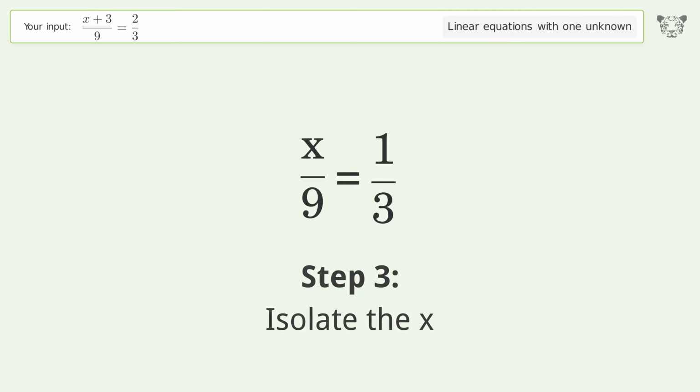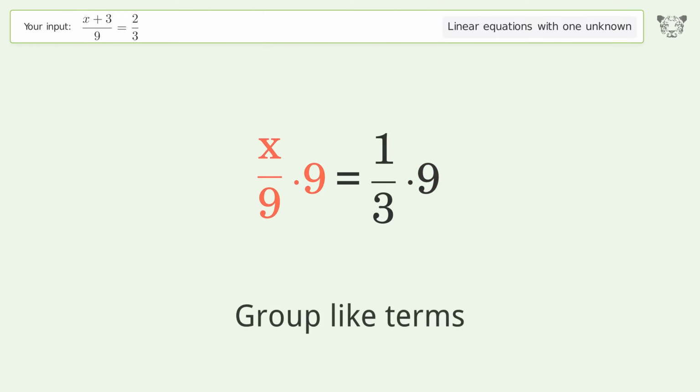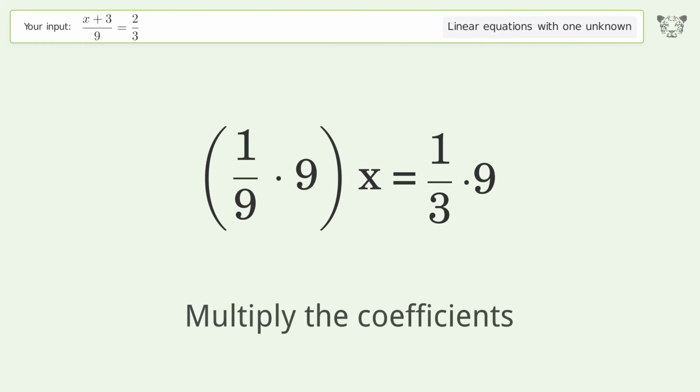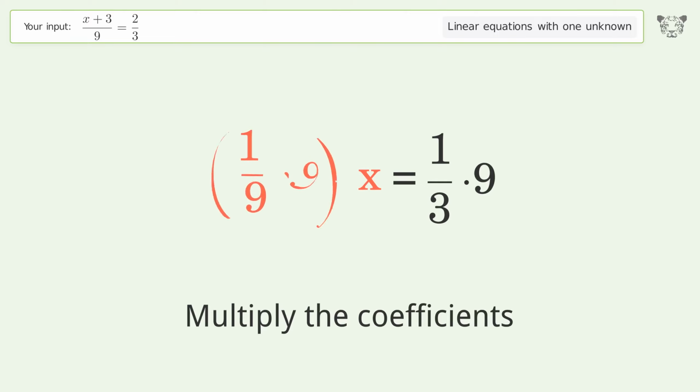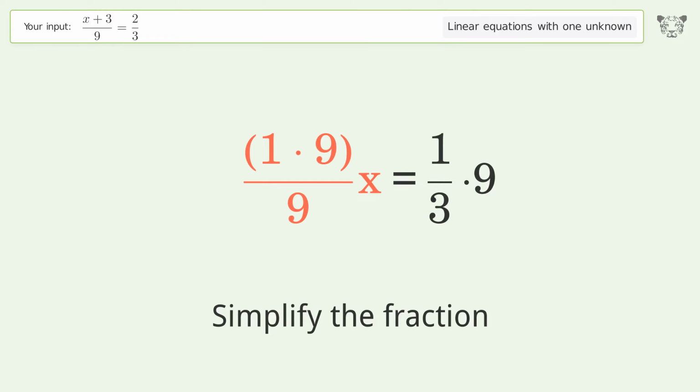Isolate the x. Multiply both sides by 9. Group like terms. Multiply the coefficients. Simplify the fraction.